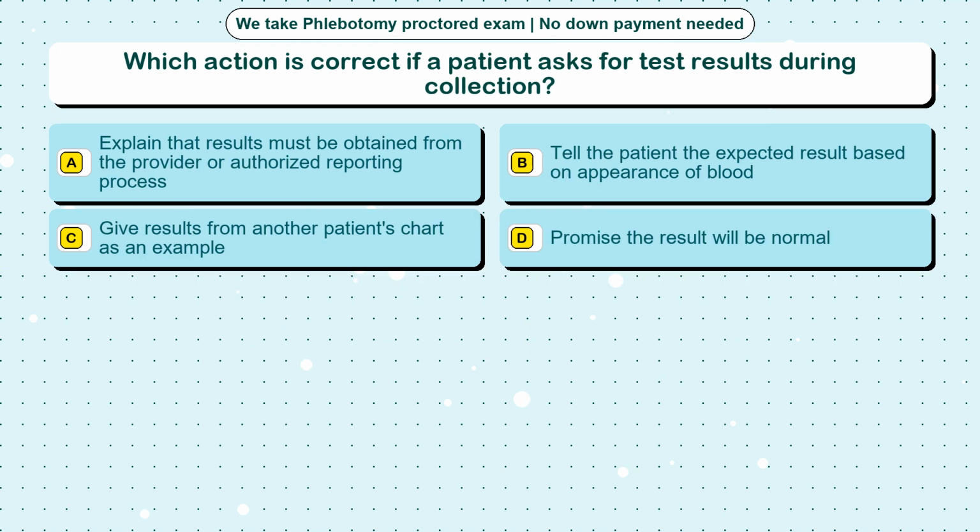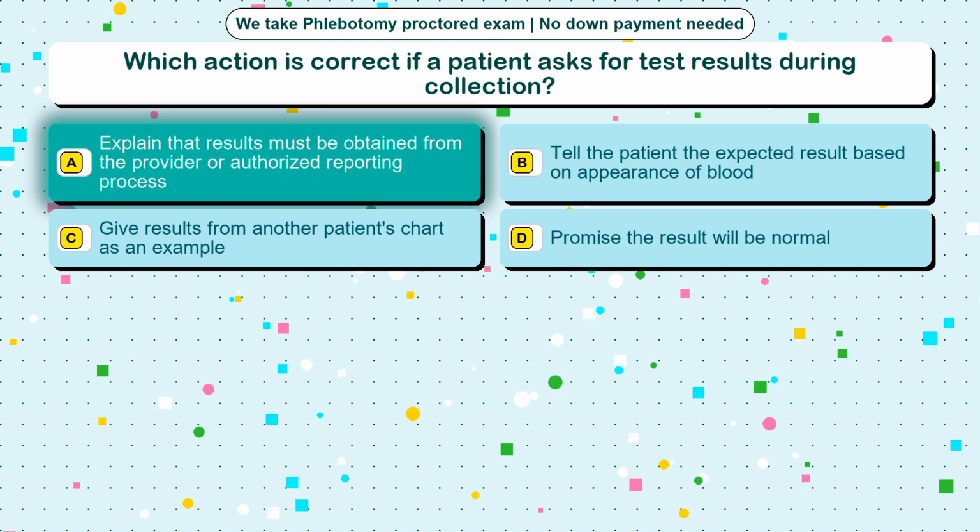Question 7. Which action is correct if a patient asks for test results during collection? Option A. Explain that results must be obtained from the provider or authorized reporting process. Option B. Tell the patient the expected result based on appearance of blood. Option C. Give results from another patient's chart as an example. Option D. Promise the result will be normal.